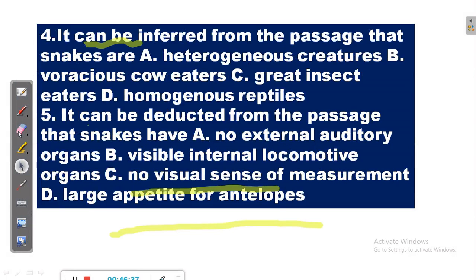Question 4, let's wipe these marks so that we will not be confused. All right. Okay, so it can be inferred from the passage that snakes are A, heterogeneous creatures, B, voracious cow eaters, C, great insect eaters, D, homogeneous reptiles.